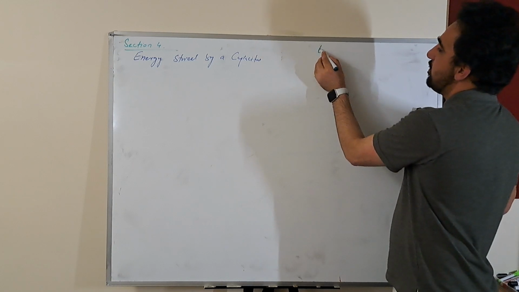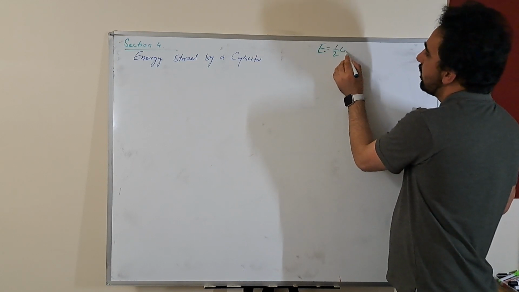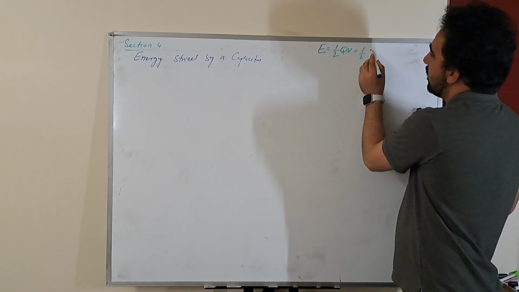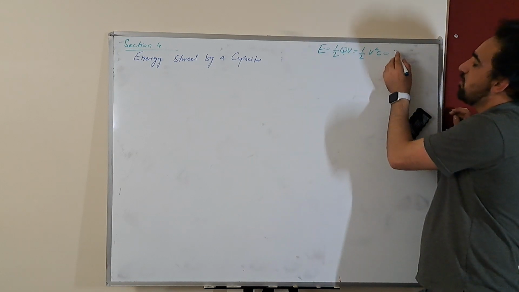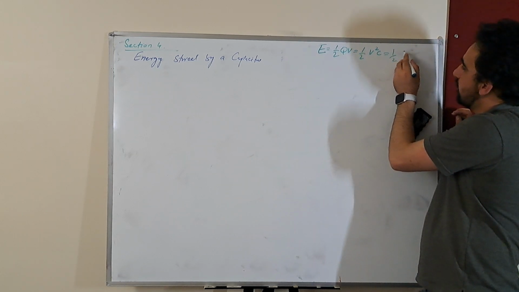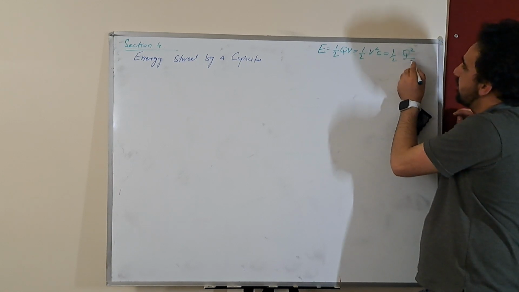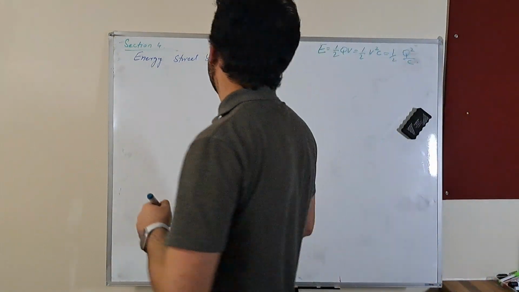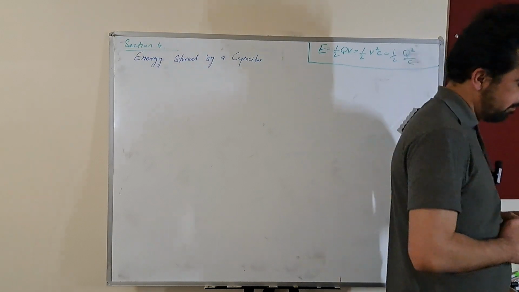So energy stored is equal to 1 by 2 QV, is equal to 1 by 2 V square C, and is equal to 1 by 2 Q square divided by C. So these are the three formulas that we can use to describe the energy stored in a capacitor.